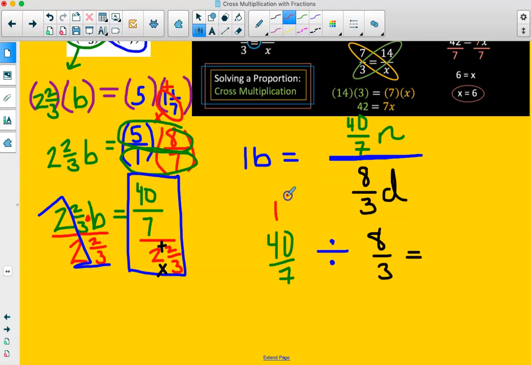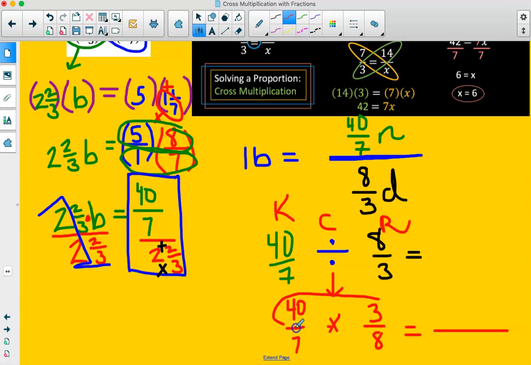From here, we need to change this division to multiplication. So we apply the keep, change, reciprocal method. We keep the first fraction exactly the same. We change the division symbol to multiplication, and then we record the reciprocal of the second fraction. And then when you're multiplying fractions, you multiply the numerators together. 4 times 3 is 12, so 40 times 3 would be 120. 7 times 8, we're multiplying the denominators now, is equal to 56.